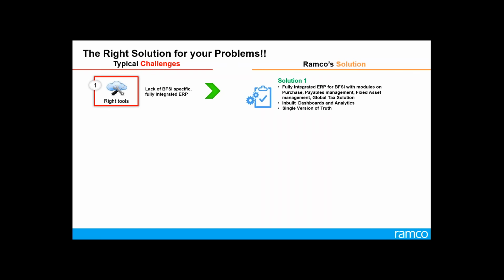And that's a fully integrated ERP with complete management modules on purchase, payables management, and fixed assets, right from asset procurement up to depreciation and clearing it off. The global taxing solution comes with taxing rules which are pre-configured across multiple regions of the world. There are inbuilt dashboards right in the ERP that give you very good visibility and visualization of what your current status is. And it operates on what we call a single version of truth, so that no matter how you view each of the screens, the purchase orders or the reports, they all pertain to the same exact single version of truth.